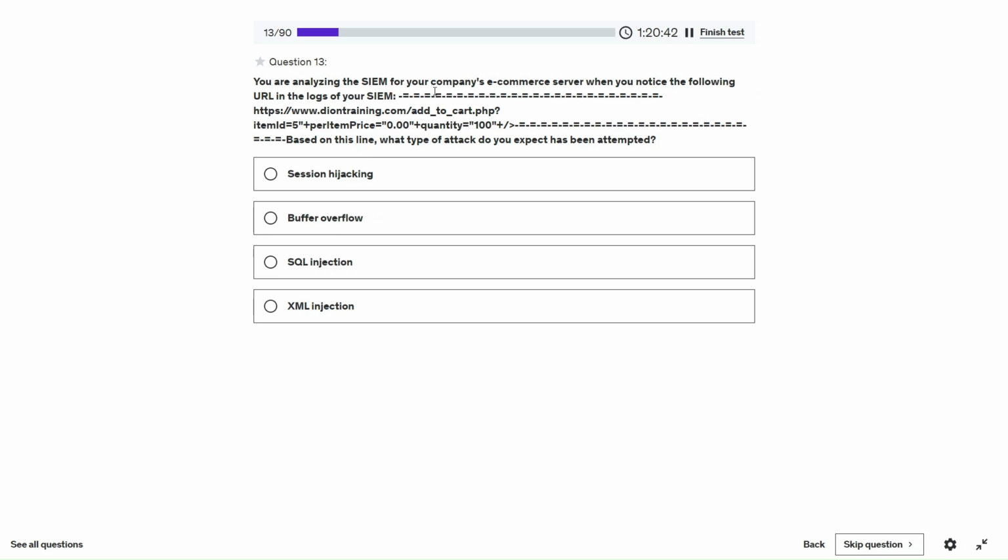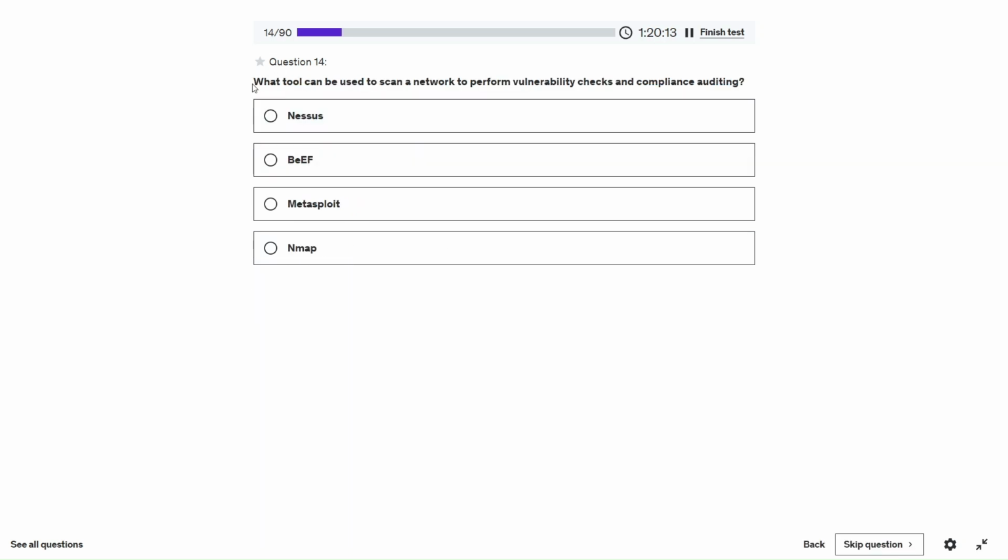You are analyzing the logs for your company's e-commerce server when you notice the following URL in the logs of your SIEM. Okay, the HTTP accessing the website, then adding into the cart, then the variable item ID is equal to 5, per item price this one, quantity will be this one. It seems like SQL, but it is not SQL. It is actually using the variable name in a special format of XML. So it should be XML injection.